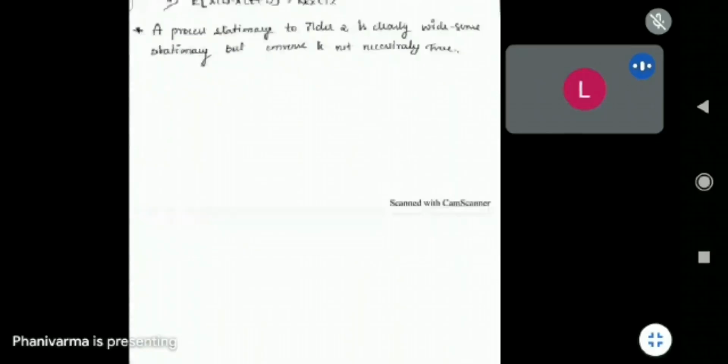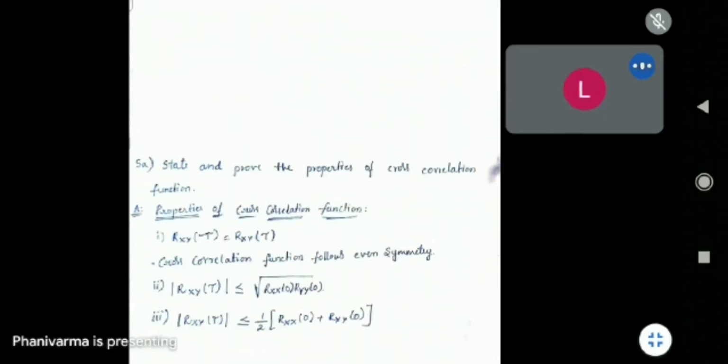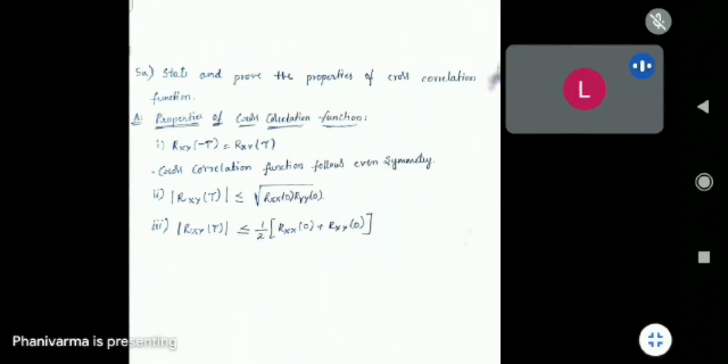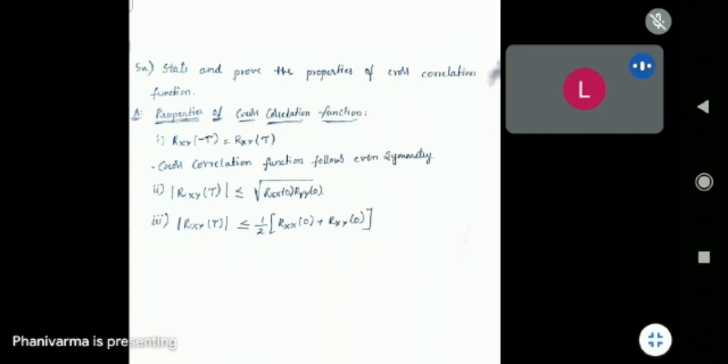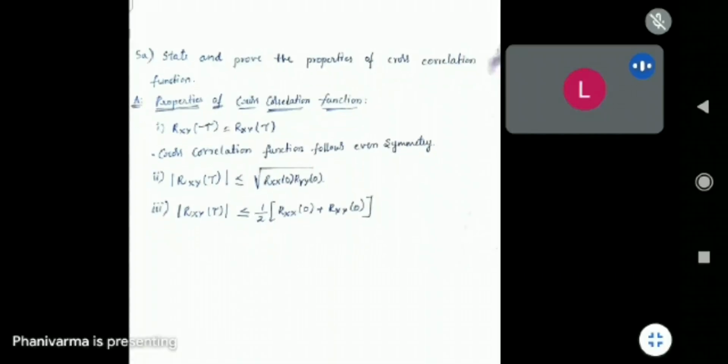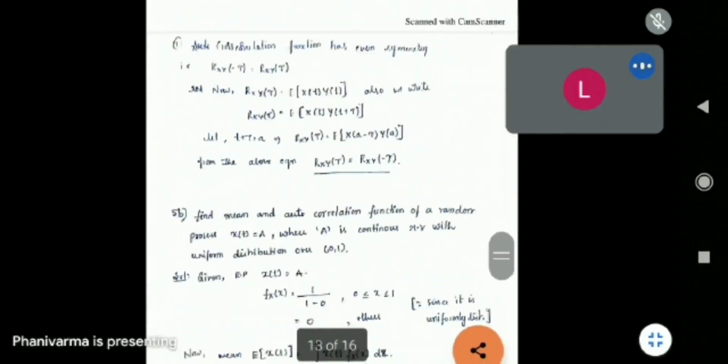Next one is state and prove the properties of cross correlation function. Here you need to learn the properties of cross correlation function, where Rxy(minus tau) is equal to Ryx(tau). It follows even symmetry. The second property is modulus of Rxy(tau) is less than or equal to root over Rxx(0) into Ryy(0). The third one is modulus of Rxy(tau) is less than or equal to 1 by 2 of Rxx(0) plus Ryy(0).